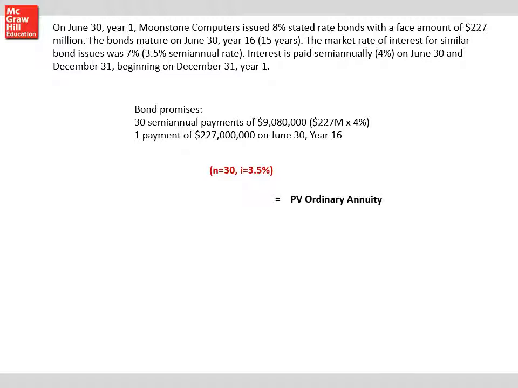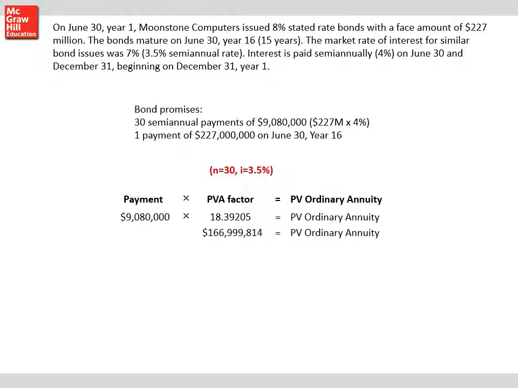So we're going to do a present value of an ordinary annuity since the interest payments happen at the end of each compounding period. We're going to take the $9,080,000 times the factor for 3.5%, 30 periods. And that will be, so the present value of just the interest that will be paid to the bondholder, $166,999,814.